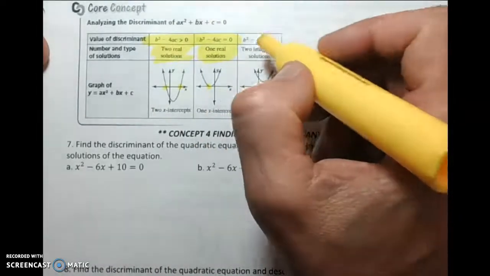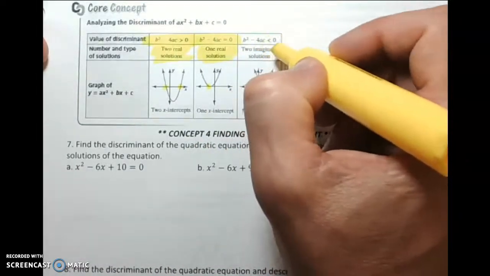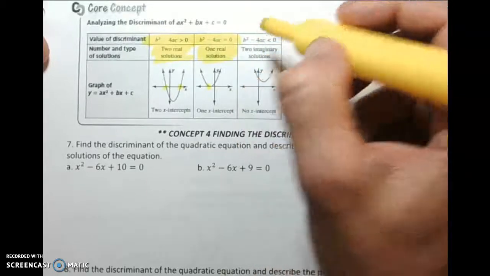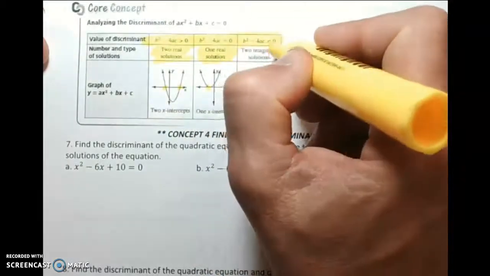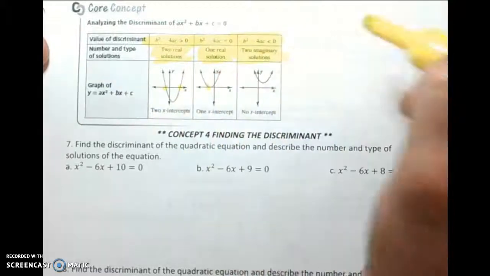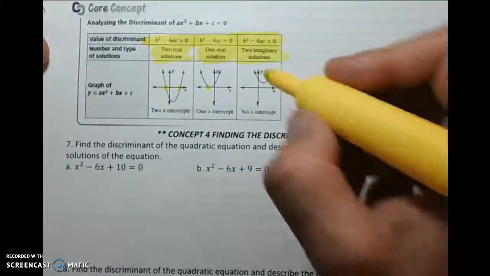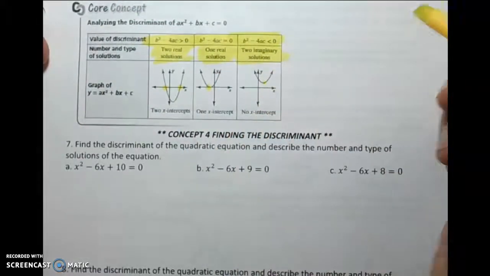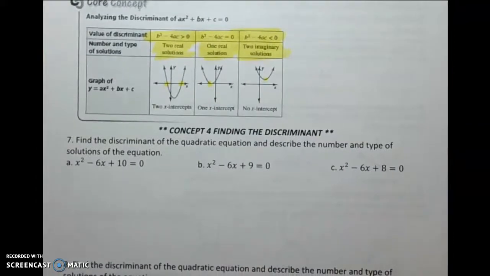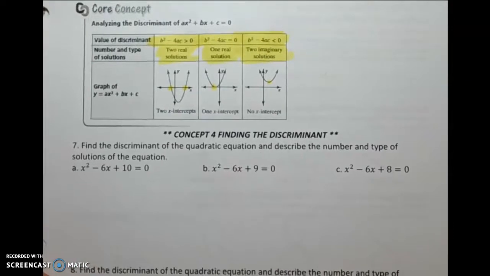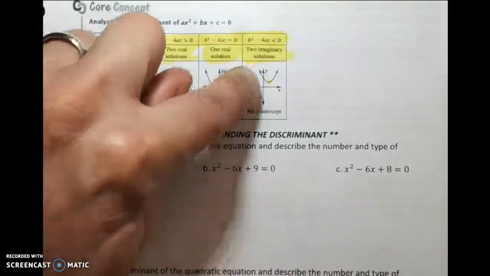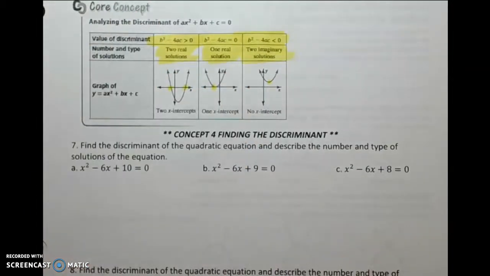Then if b squared minus 4ac is less than 0, a negative number, the square root of a negative gives me that imaginary solution. And that's what it looks like: it doesn't cross the x-axis. That's what the imaginary solution is doing. We are solving quadratics that don't cross the x-axis. That's what that imaginary solution is.